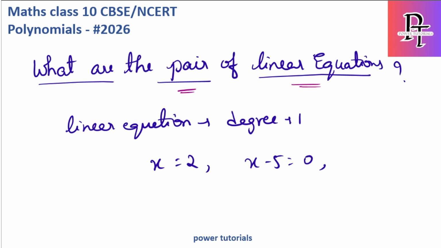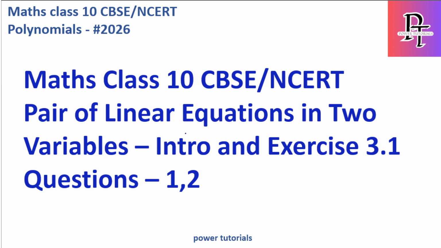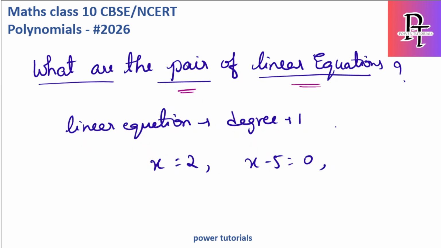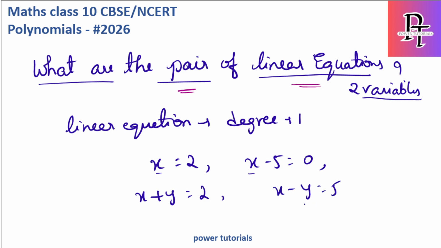Pair of linear equations, and we are going to cover the second point, which is two variables. So what are two variables? You can see in this equation we have only one variable, which is x, but they are asking for two variables. Two variables means you should have one more parameter, something like this: x plus y is equal to 2 or x minus y is equal to 5. So these are linear equations having two variables, because x is one variable, y is another variable. If they say three variables, then it should be x, y and z as well.